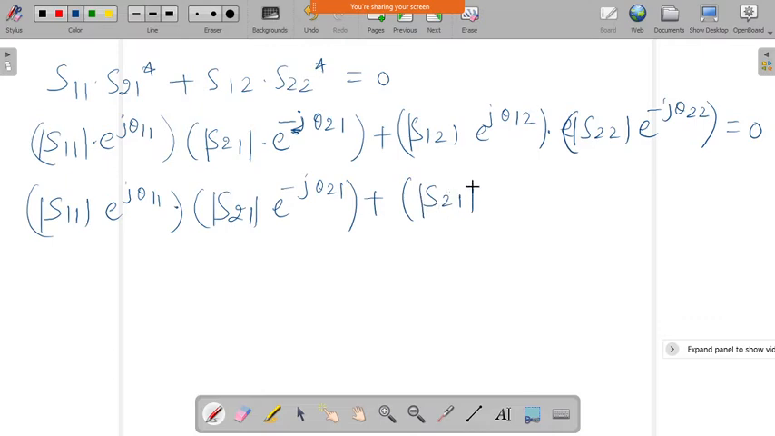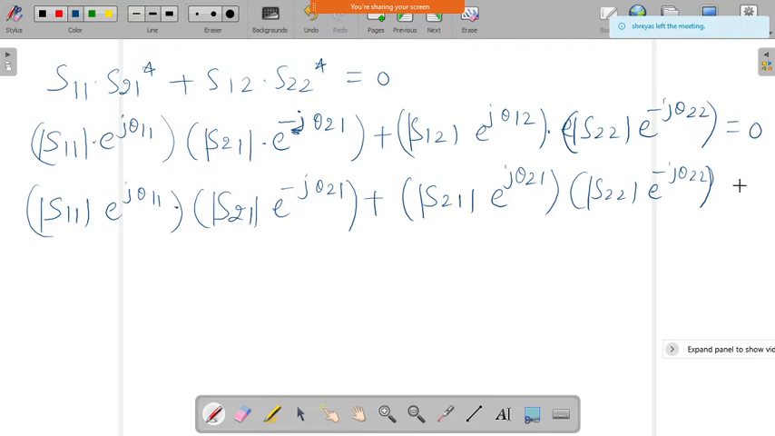Now replacing with the corresponding phase theta 21, into S22 magnitude into e power minus j theta 22, which is equal to 0. Now we can take this S21 as common.